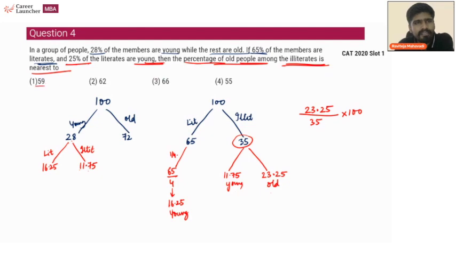Because the options are 59, 62, 66 and 55, they are far enough. Let me approximate it to be 24 upon 36 into 100, which is equal to 2/3. 2/3 is 66%. That should be my answer without spending much time.